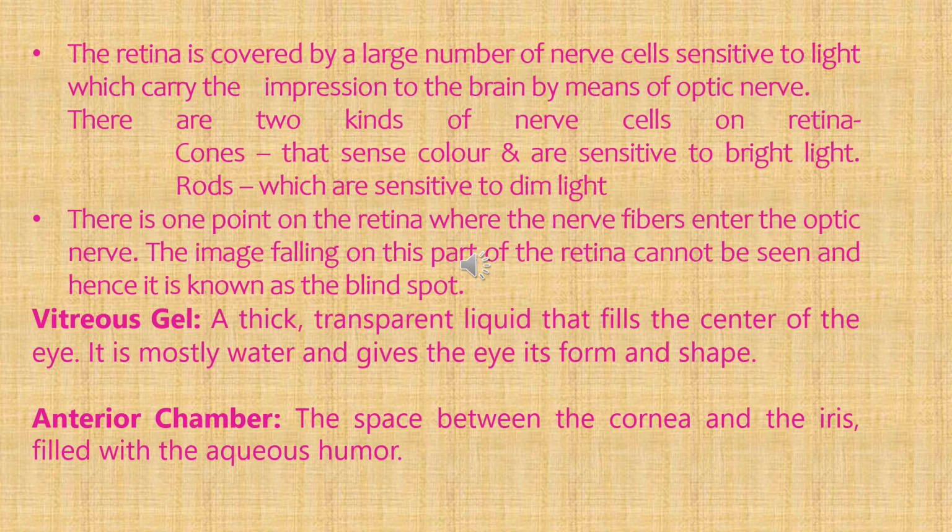Then followed by vitreous gel, which is a thick and transparent liquid that fills the center of the eye. Anterior chamber is the space between the cornea and the iris filled with aqueous humor.